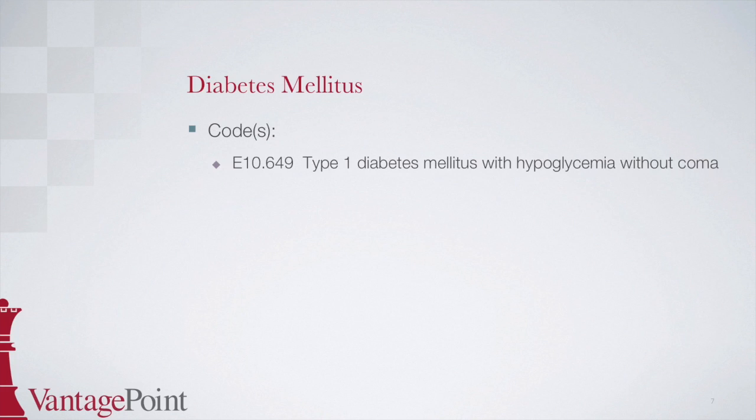The answer is E10.649, type 1 diabetes mellitus with hypoglycemia without coma. This code was found by going to diabetes in the alphabetic index, finding the phrase type 1, and then looking underneath the word with, which is indented below type 1, and then there's the term hypoglycemia, which points me to E10.649, which I then confirmed in the tabular. We know when we confirm the code in the tabular that since documentation does not state that the patient had a coma, the default is without coma.